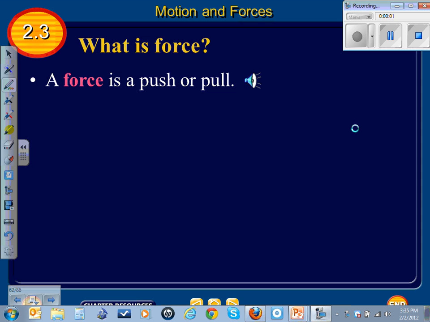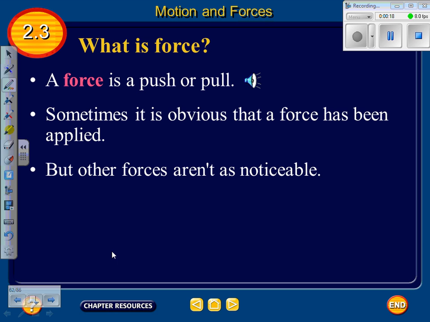This will start the lecture notes for Section 3 of Chapter 2. And Section 3 deals more with forces than motion. The first part asks, what is a force? And very simply, a force is a push or a pull.